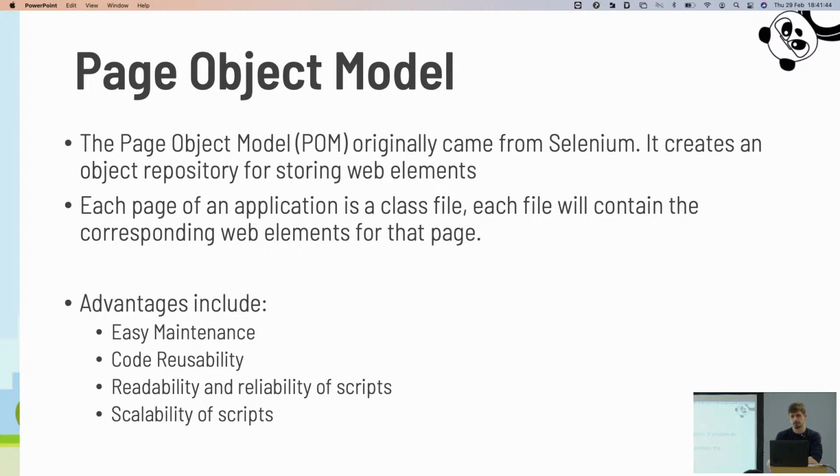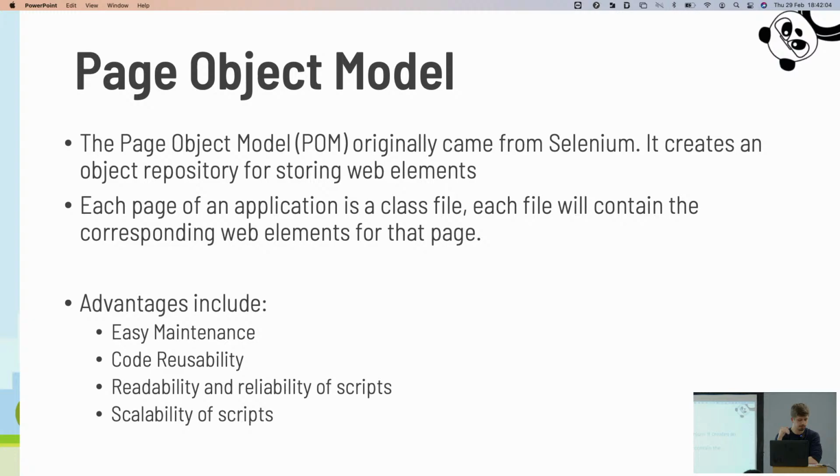Also, in larger projects, you'll want to put everything from one page into one page object, because it makes things much less confusing, as I learnt in my early days. The advantages of the page object model include allowing easy maintenance, meaning you can quickly find what you want to edit and then make that edit.